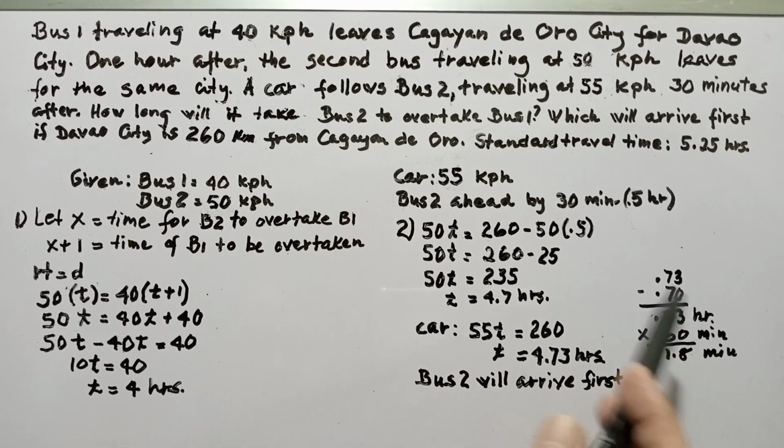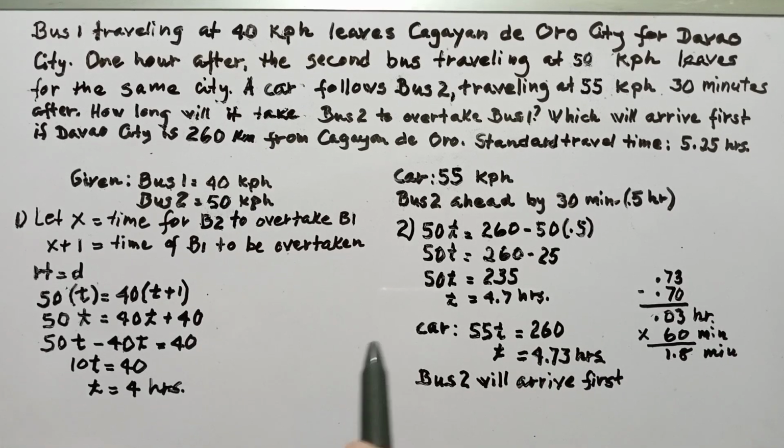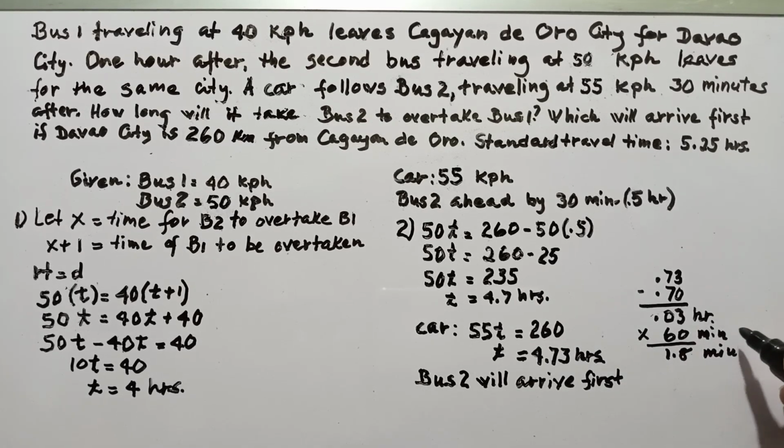1.8 minutes, because 0.73 minus 0.70, that would be 0.03 hour, multiplied by 60 minutes per hour. No, we have to write this.